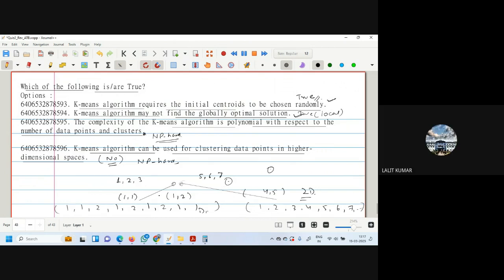He has to calculate the distance with one cluster point. It will just become very tedious. It becomes NP hard. So that's why it cannot be used again. So this is false. This is true, this is true, this is false. The K-means algorithm may not find the globally optimal solution is true.